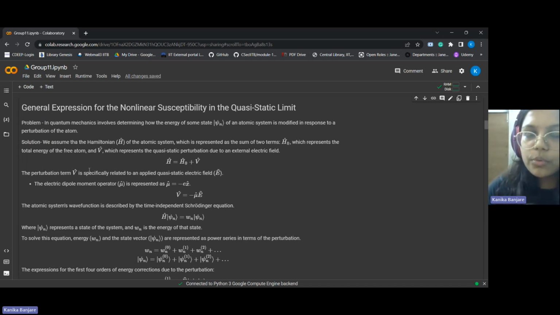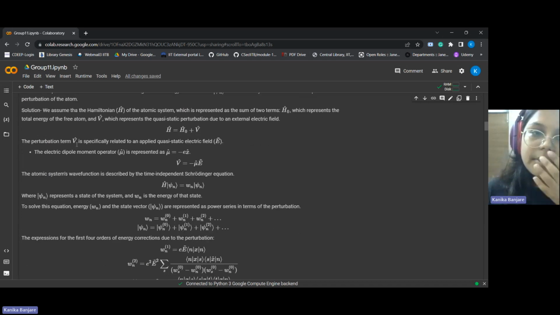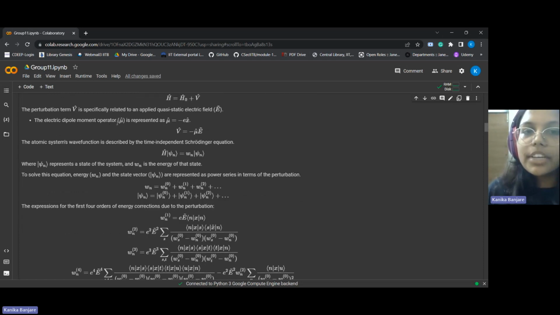So what can we do? Here we will use the Hamiltonian. We will assume that the Hamiltonian of the atomic system is represented as a sum of two terms: H hat naught, which represents the total energy of the free atom, and V hat, which represents the quasi-static perturbation due to the external electric field. Here, V hat is specifically related to the applied quasi-static electric field E tilde. And I have shown here that the electric dipole moment will be like this.